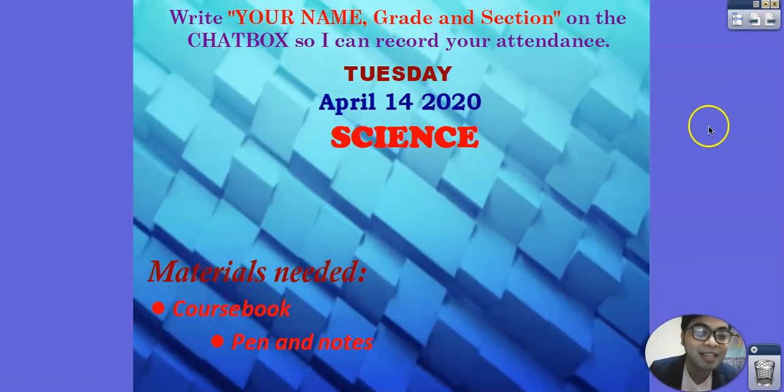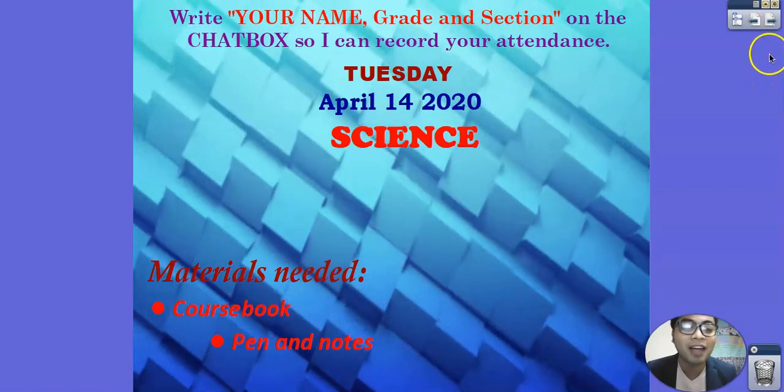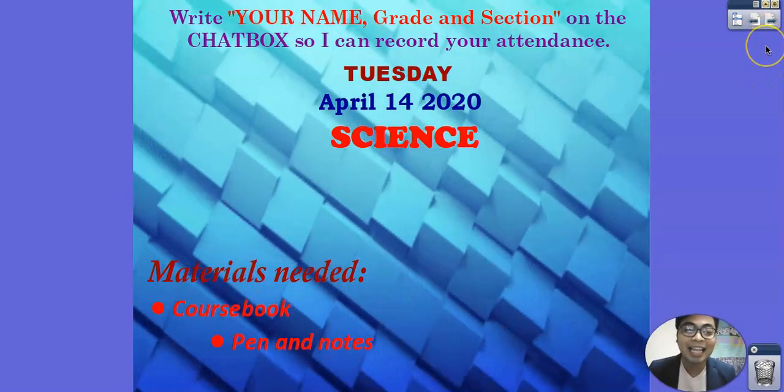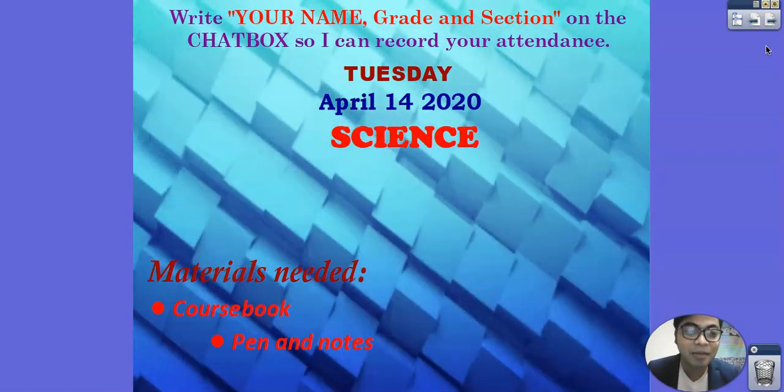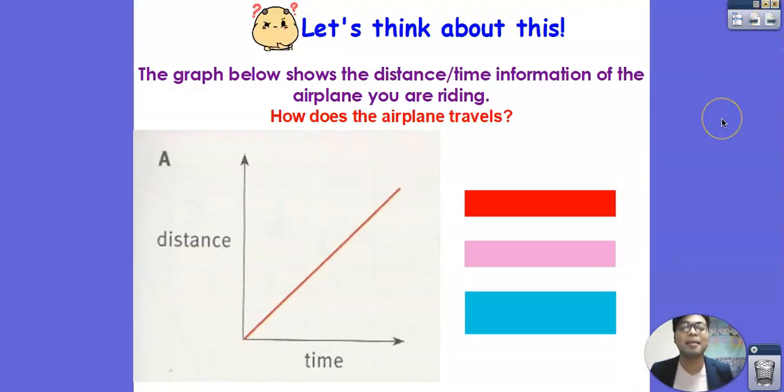We're gonna have a bit of recall of our topic last time, and that is all about distance time graph, and I hope that you can still remember them. But if you don't, we're gonna refresh your mind about that, alright? So let's think about this. The graph that is shown right over there is a distance time information of, let's say, an airplane that you are riding. So based on that, let's see, you have seen it on the monitor. How would you think the airplane you're riding at right now travels?